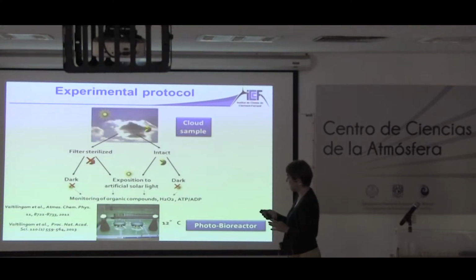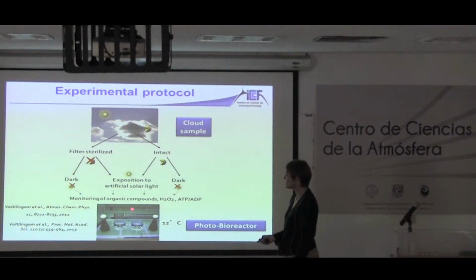And then we designed this type of experiment, how to compare the mechanisms which are biotic, so due to the microorganisms, and due to the sun or to the radical chemistry. So that was easy. We took a cloud sample, so cloud water sample, and then we divided it in 2 parts. One, we sterilized. We passed it through a filter, so there are no more microorganisms. So there are only abiotic reactions, chemical reactions. One is in the dark, and one is in the sun.